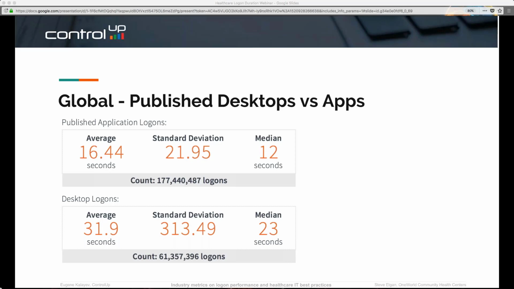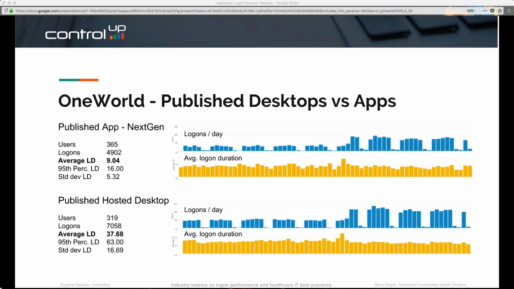Now, Steve, in your environment, we also have an example of published applications and published desktops. Can you talk a little bit about the mix of the two and the stats that we're seeing?